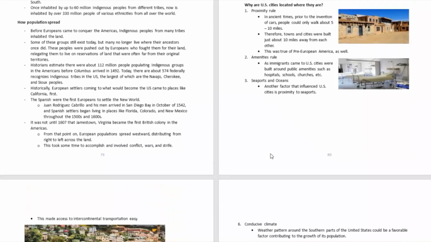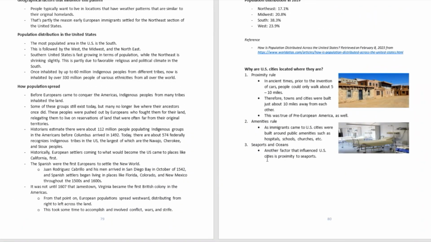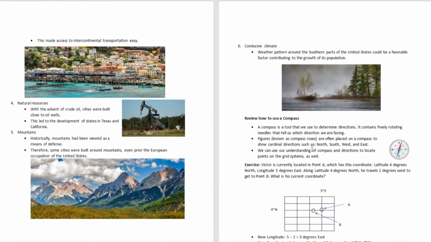So these are certain reasons why cities are located the way they are prior to the European occupation of the United States, and even during the European occupation and even in the 21st century. Some of those factors are going to be prevalent and prevailing factors with regards to where people build cities. All right, so let's take a look at a couple of things that we learned before.